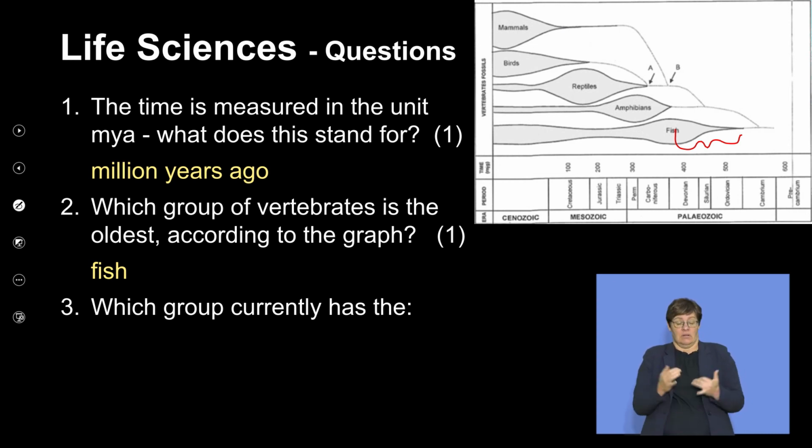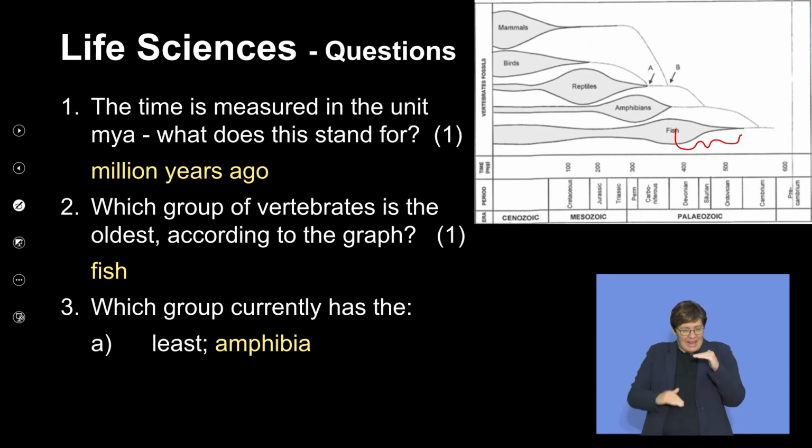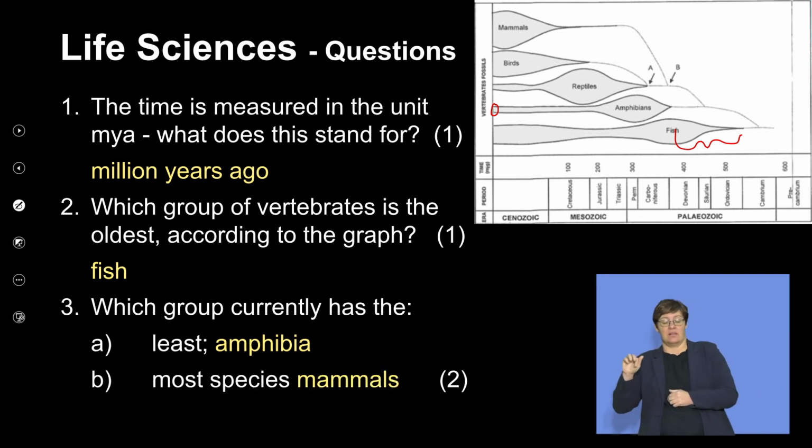Then, which group currently has the least, and that is the thickness there, that's the amphibian group, and which group currently has the most different species, and that is the mammals, and we know they have the most different species because their bar is the widest.